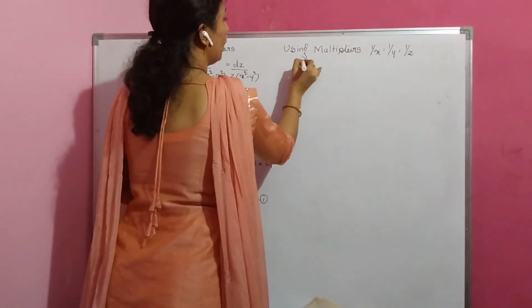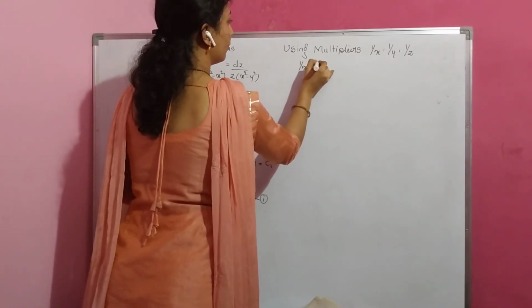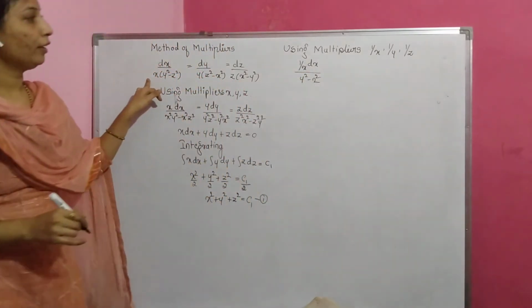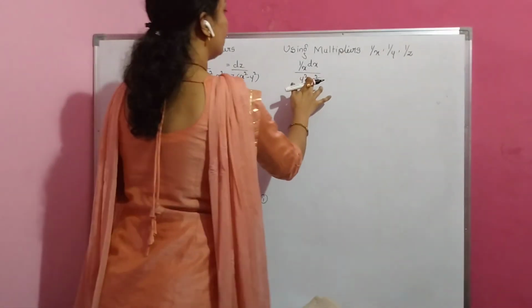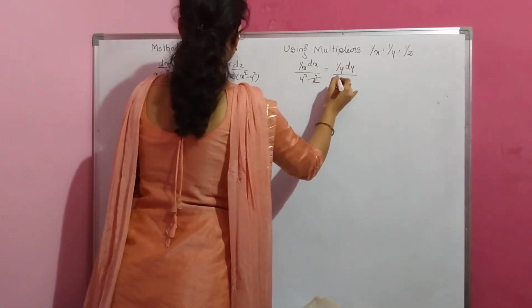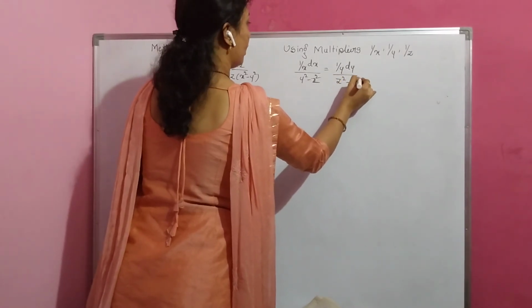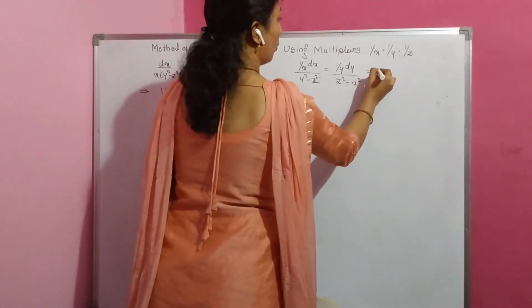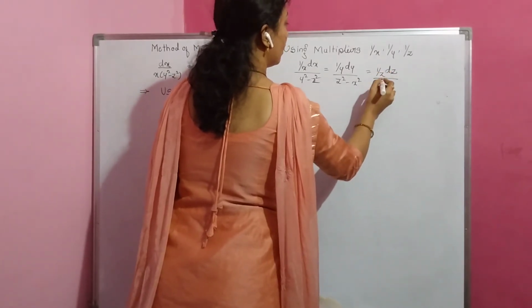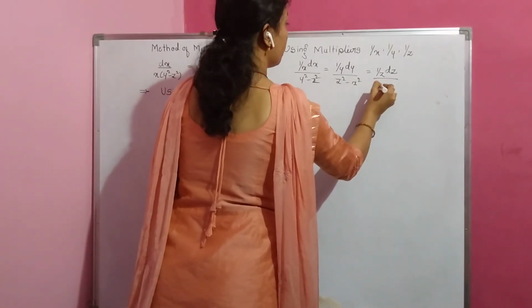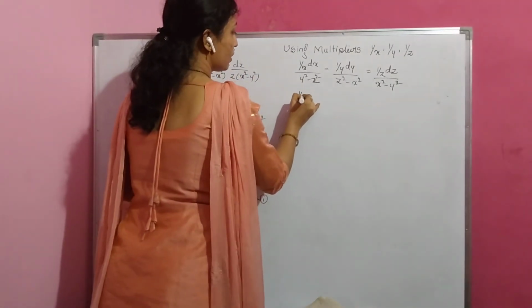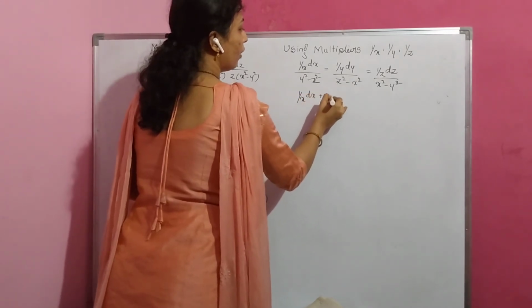So 1 by x dx divided by y square minus z square, because dividing by x, the term x gets cancelled, so we have the term y square minus z square, which is equal to 1 by y dy divided by, again y gets cancelled, so we have z square minus x square, and this is equal to 1 by z dz divided by x square minus y square.